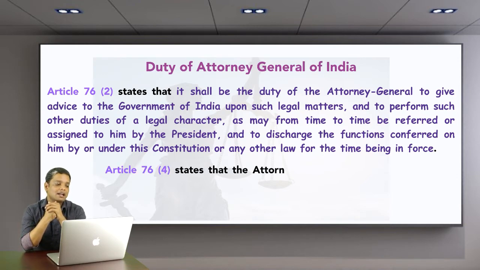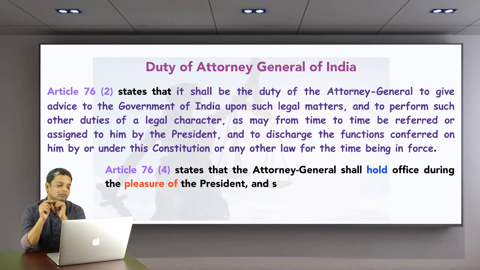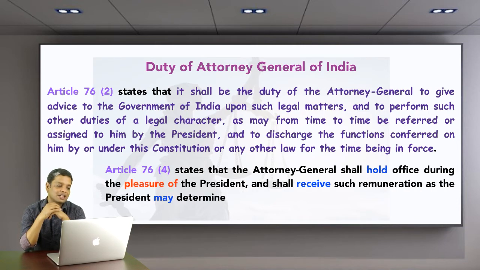The next one is Article 76(4). Article 76(4) states that the Attorney General shall hold office during the pleasure of the President and shall receive such remuneration as the President may determine. So what this provision is defining is that the Attorney General can remain in his post during the pleasure of the President and will receive the remuneration as determined by the President, that is the salary basically.